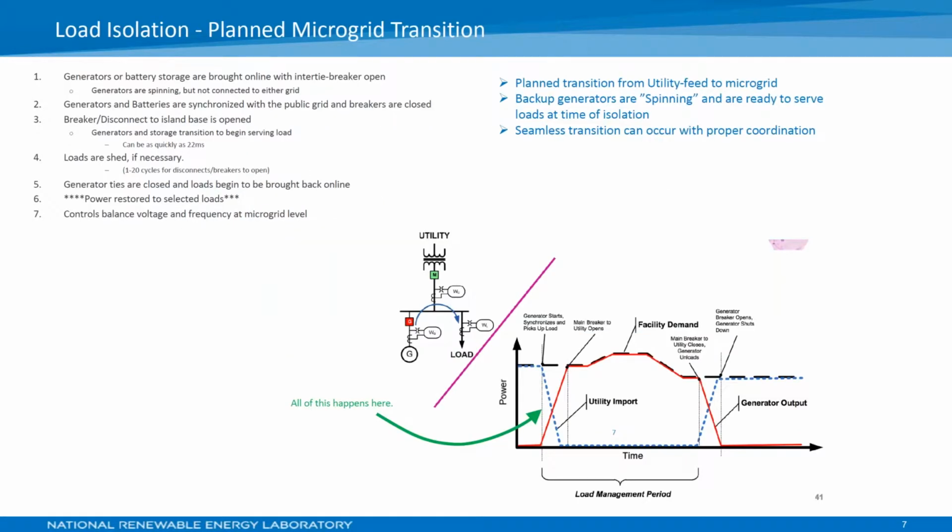So this slide dives into a little bit more detail in a planned microgrid transition. So again, this can be an example where a utility asks you to respond to a demand response signal. They have not enough generation on their system and too much load, and they want you, your microgrid as a customer, to drop off. So this is planned, and you can actually coordinate this whole thing.